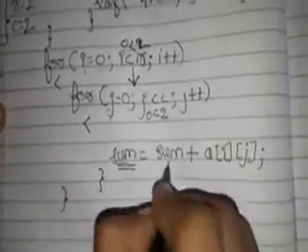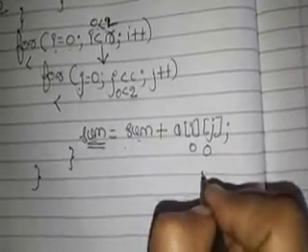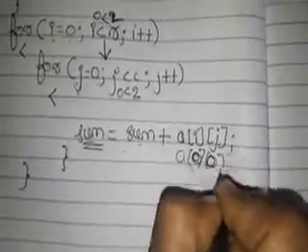Sum is equal to sum plus a of ij. What is the value of i? 0. What is the value of j? 0. What is stored in the memory? A of 0 0, 1 is stored. See, it is 0 0, 0 1, 1 0, 1 1; in the memory it will be stored like this. So 1 is stored, so successfully the element a of 0 0 is 1, the 1 is fetched.